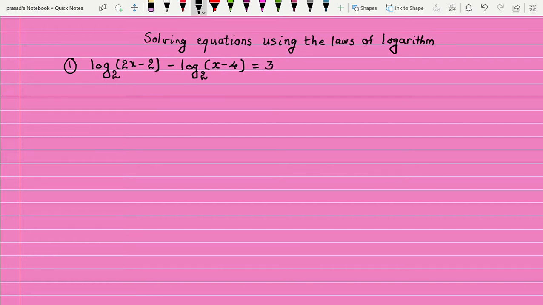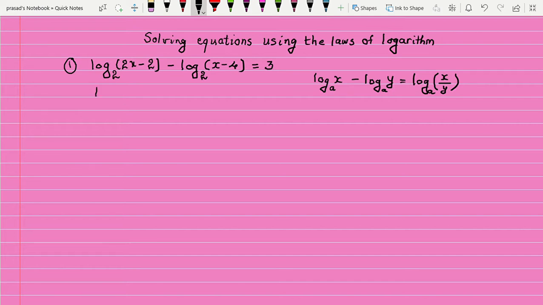Which of the three laws of logarithm we have seen last time will you use here on the left hand side? Yes, we have seen that log x to base a minus log y to base a is equal to log of x upon y to base a, which is the quotient law of logarithm. So let us use it here.